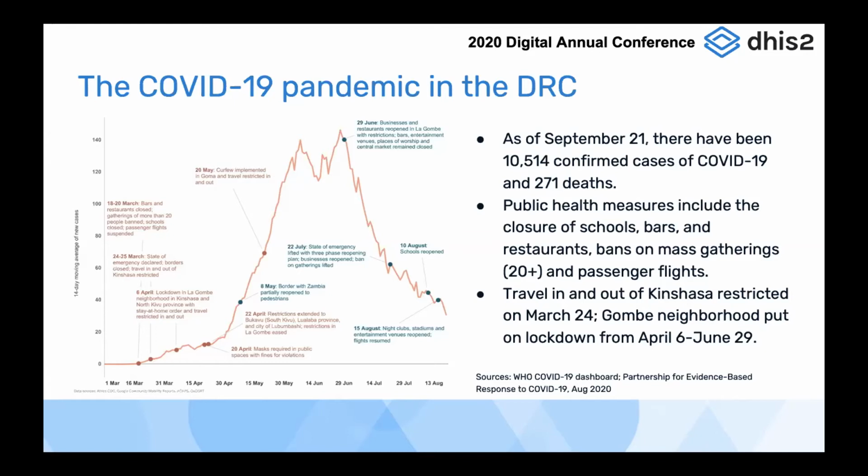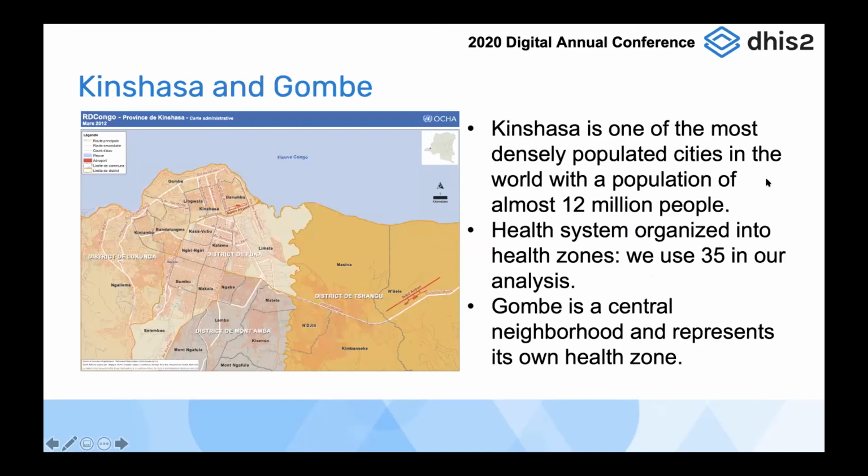This neighborhood is called Gombe. They were effectively in lockdown through all of April through the end of June. So this is a map of Kinshasa. It is one of the largest cities in the world. It's one of the most densely populated cities in the world. There's 12 million people living in this city. You can see here on the map, Gombe is one neighborhood. It is actually one of the more affluent and centrally located neighborhoods in the city, and it was where the outbreak was heavily concentrated.